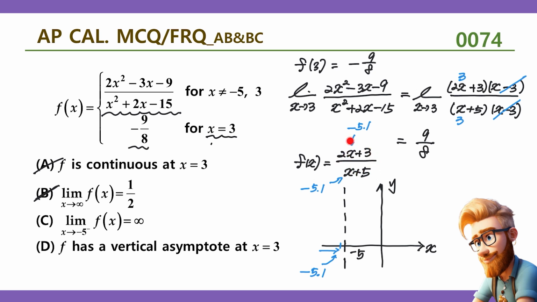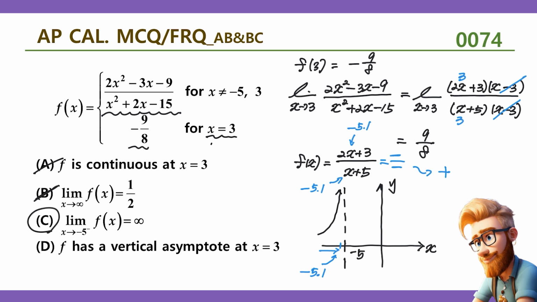Numerator first. The numerator is negative: 2 times negative 5 is about negative 10, and negative 10 plus 3 is negative. So this is negative here. What about the denominator? Negative 5.1 plus 5 is negative. Negative over negative is equal to positive. So as x approaches negative 5 from the left-hand side, the function approaches positive infinity, like that. So C is true. C is the answer.